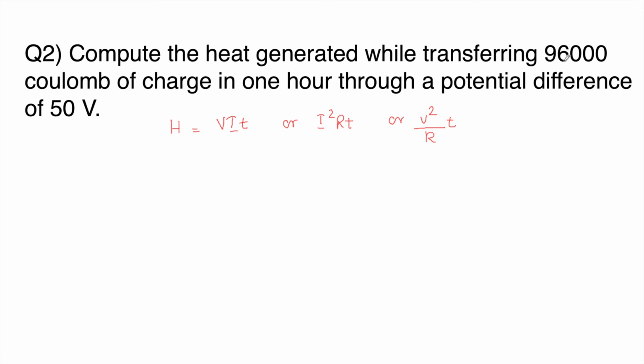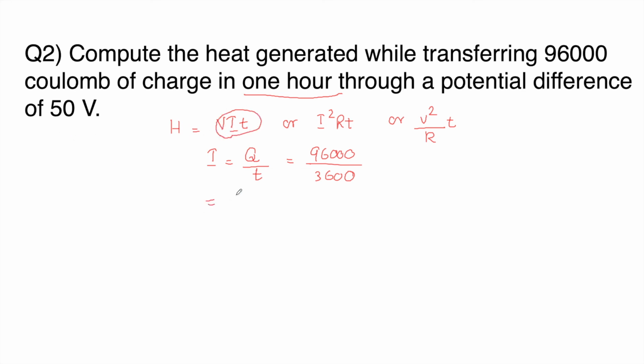So here it is given coulomb of charge and potential difference. So I is not given. So I we can find out using the formula I is equal to Q by T. So the charge is 96,000 by time, in 1 hour. 1 hour means 3600 seconds. Always we should convert the hour to seconds. So this is the I here. So we can use this formula to find the heat energy here.